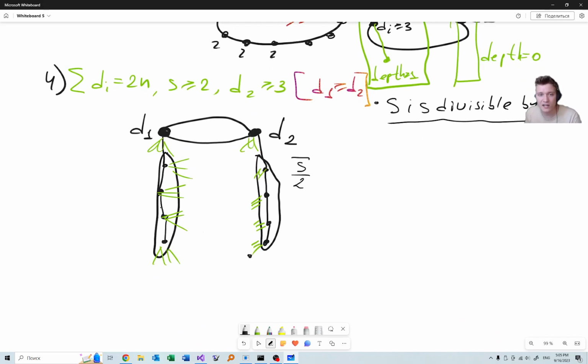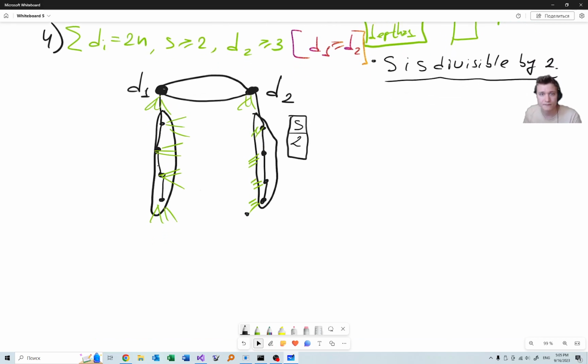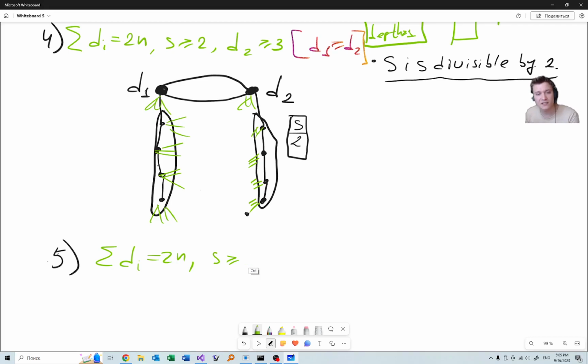So the answer is s half, and this is possible. Next case, and in this case, sum of di is 2n, s is at least 2, and since s is odd, we can even say that s is at least 3. Also, s is odd, which will be written like this: 2 does not divide s. And finally, d2 is at least 3.